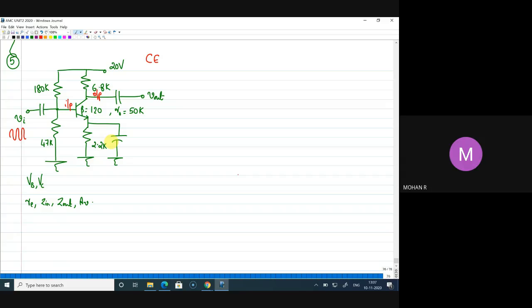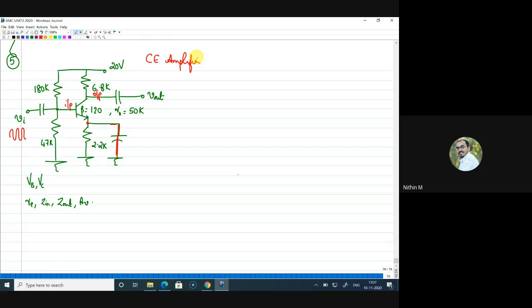So it is common emitter. Why common emitter? Since the capacitor is short for AC equivalent, that means your emitter point is directly connected to ground, or the effect of the resistance will not come into the picture. So this is a common emitter amplifier. Is that clear, Mohan? Yes, sir. Okay, thank you, Mohan.